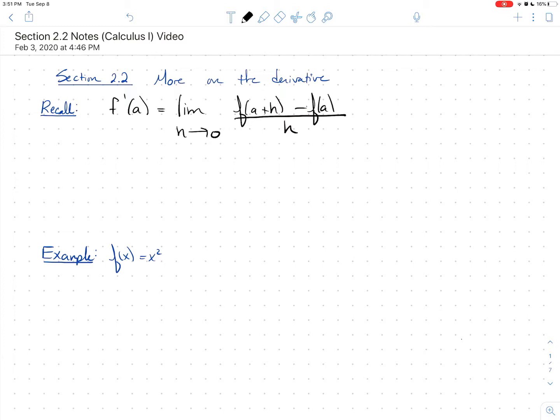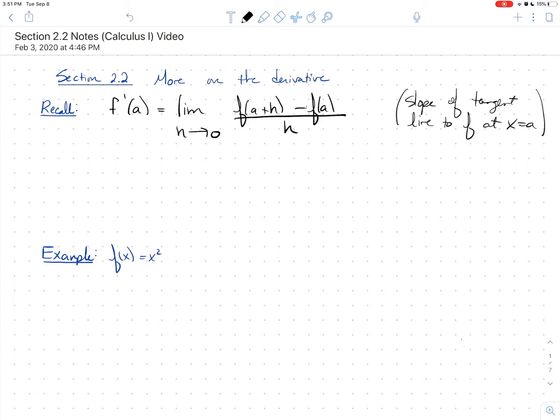And so this gives the slope of the tangent line to f at x equals a. That's what f prime is. It's a number and it's a slope.